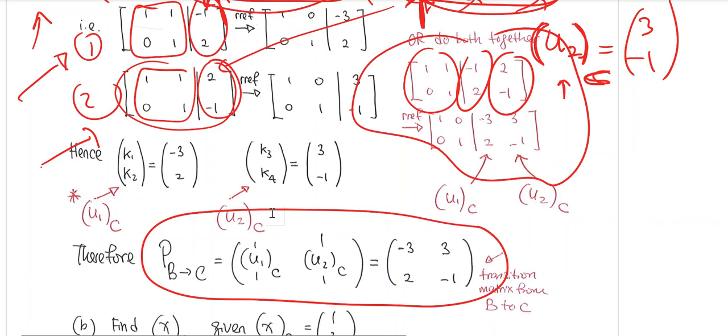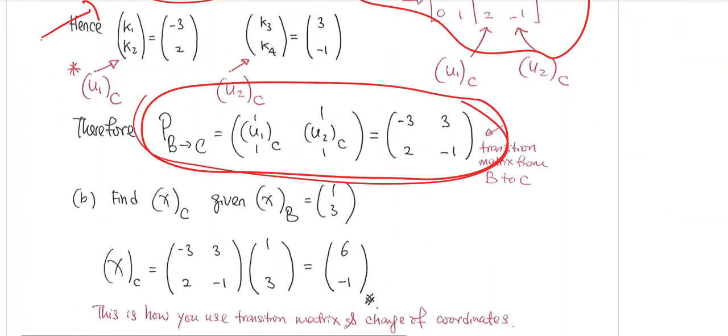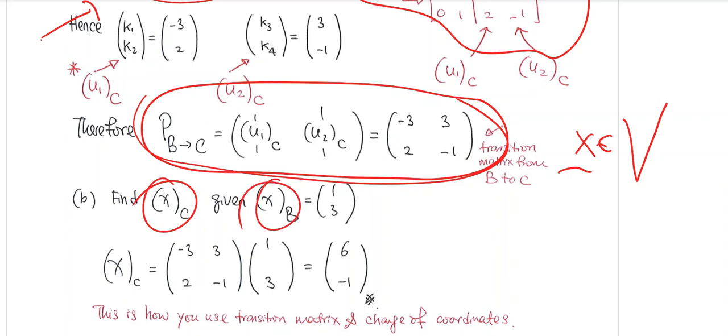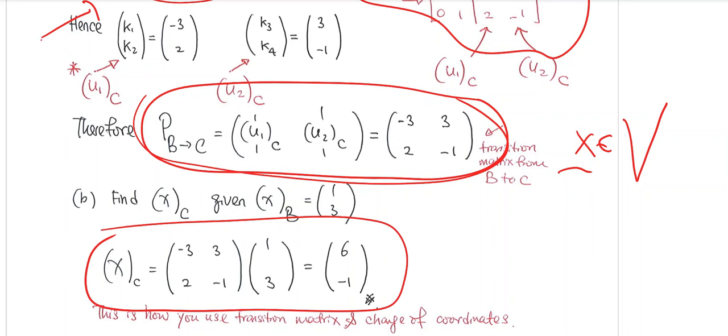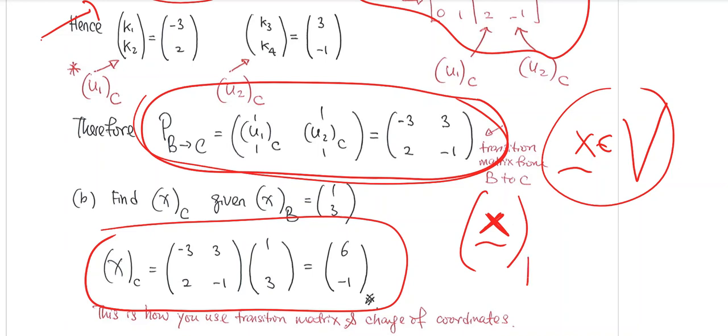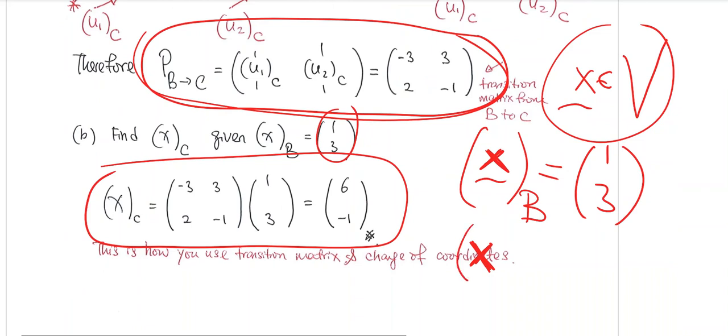Okay, so now, for application purposes, once you have this transition matrix, then it's easy for us to find the relationship between any vectors x that is in vector space V. If you want to look at the relationship between the coordinates, you can do this computation. So for example, right here, suppose you know that the coordinates of this vector x with respect to basis B are 1, 3. Now, what are the coordinates of this same vector x with respect to basis C?